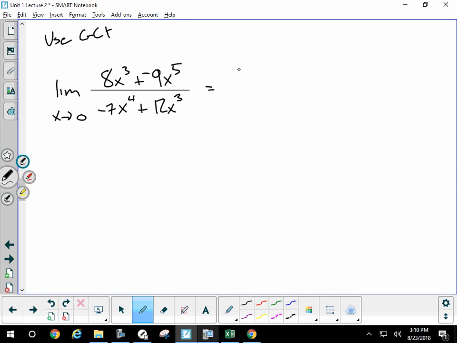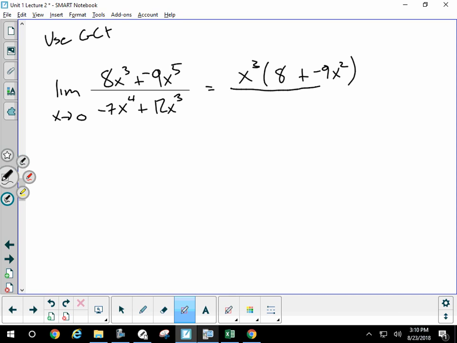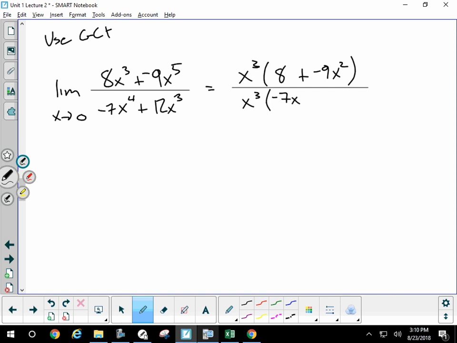Instead, what we want to do when we see addition is to create multiplication by factoring. What do 8x cubed and negative 9x to the fifth share? An x cubed. You can divide it out of both of those terms. Same for the denominator. X cubed. It's gone. Now that we have multiplication, multiplication is simplification's friend. You may now cancel these x cubes.